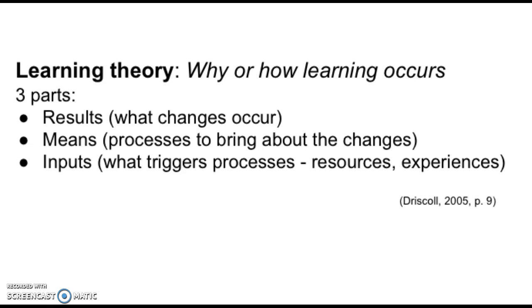Let's talk then about what learning theory is. It's basically why or how learning occurs and usually has 3 parts. It tells us about what changes occur or the results, the means or processes to bring about these changes, and the inputs, what triggers or processes, resources, and experiences are needed to get to those certain learning outcomes. Our learning theories can be descriptive and prescriptive, helping us to know exactly what steps to take.